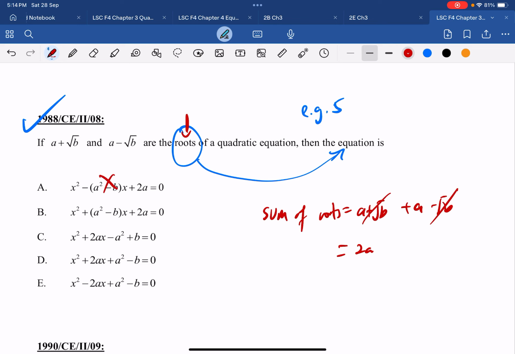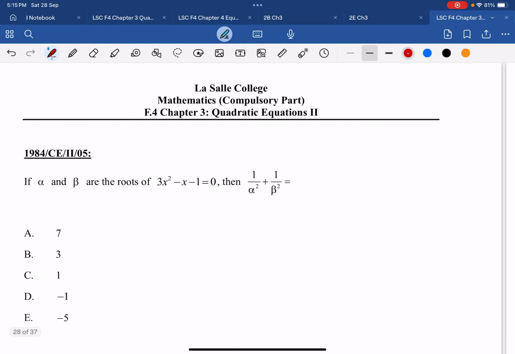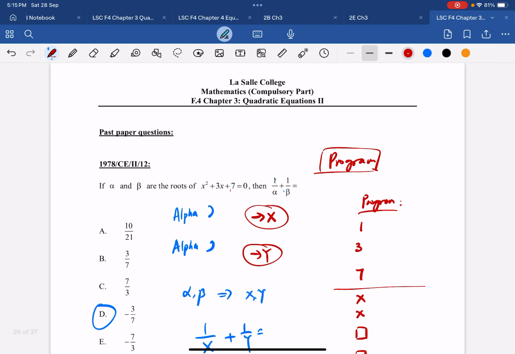For sure, A, B is wrong. And C, the sum of root is negative B divided by A, which should be negative 2A. But now, sum of root should be positive 2A, right? So C and D are also wrong. So the correct answer is E. Got it? Okay, so that's all for the MC. And then we go back to the long questions.